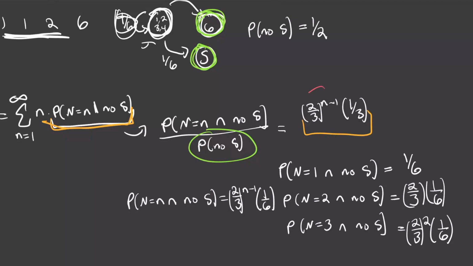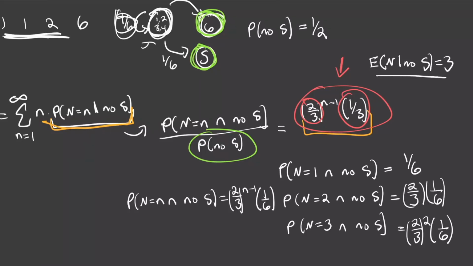You can pretty clearly see that this is going to be a geometric probability distribution, with success probability 1/3 and failure probability 2/3. So the expected value of that, we already know what the expected value of a geometric is. With success probability p, it's just going to be 1 on p, where p in our case is 1/3. So the expected value of n given no 5 is just going to be 3. So the real answer is 3 and not 5, which is very unintuitive.